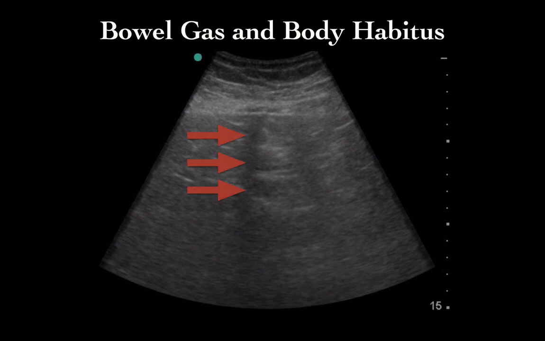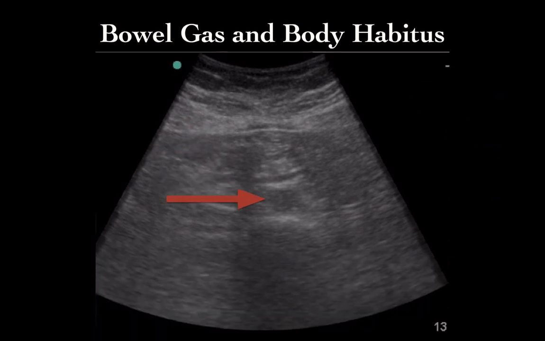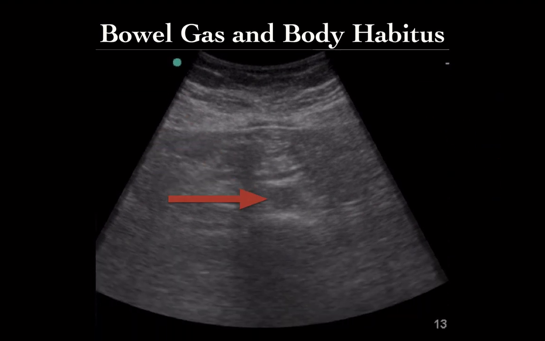So here we go, we're gonna push down. And when we push down, now we can see the spine posteriorly. And we know that the anechoic or hypoechoic round structure above that is the aorta, and we can make a measurement.